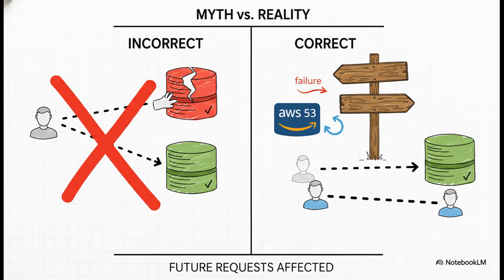This is a really important mental model to get right. When a health check fails, it doesn't magically reach out across the internet and move a user's existing browser session. It's a decision signal. It simply tells Route 53, hey, from now on, give a different answer to anyone who asks for this address. It only influences future DNS lookups.